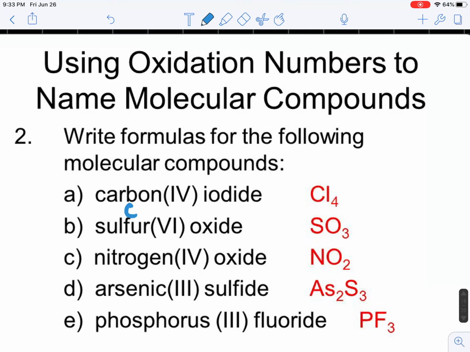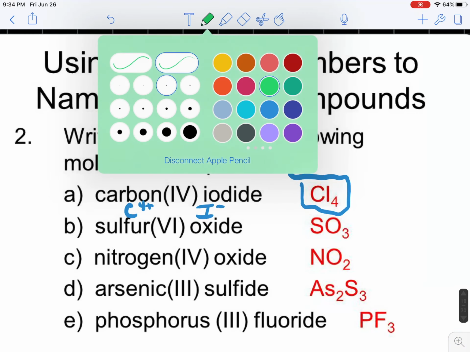Well, if they give me the name, that's pretty easy to figure out here. Carbon(IV), they told me the charge. It's carbon with a positive 4. Iodine is in group 17, so I'm going to look it up. -1 charge on my little periodic table. So I need 4 iodines to balance the charge on the carbon.